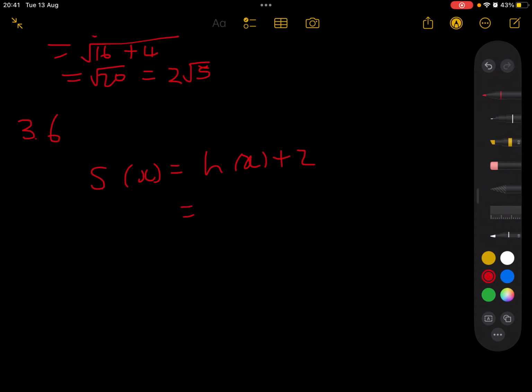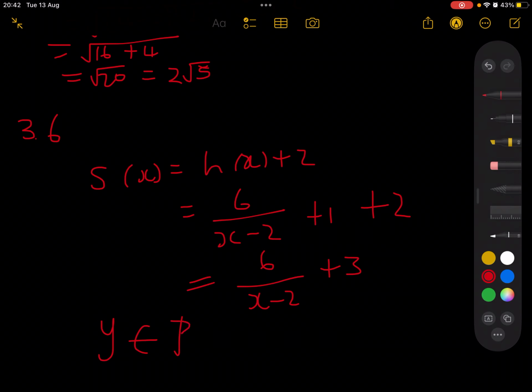Now, what is h of x? H of x is 6 all over x minus 2 plus 1. Now if we add 2 to it, this then becomes 6 over x minus 2 plus 3, which means the value of q has increased to 3. Therefore, the range is still y is an element of all real numbers, but y cannot be equal to 3 because now 3 will be the asymptote. Last question.